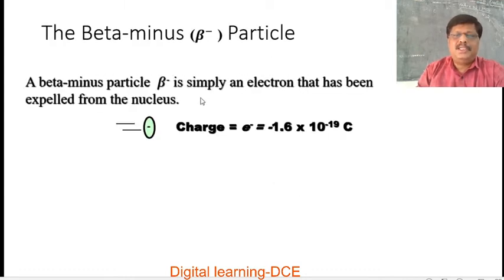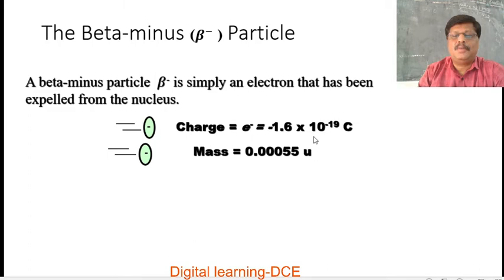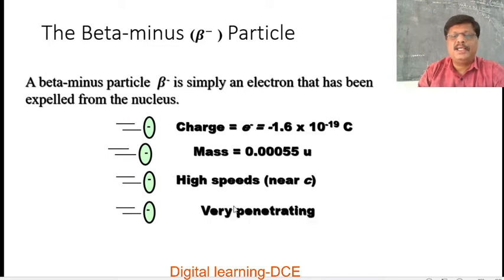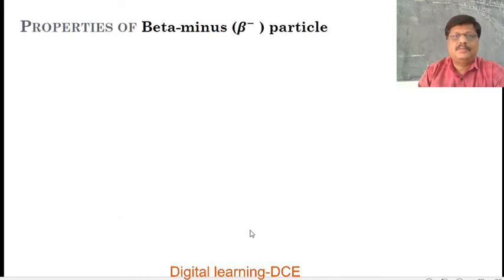A beta minus decay particle is simply an electron that has been expelled from the nucleus. So this is a beta particle with negative charge, minus 1.6 into 10 power minus 19 coulomb, having mass 0.00055 atomic mass unit, and it moves with very high speed. Because of their high speed, their penetrating power is also large.